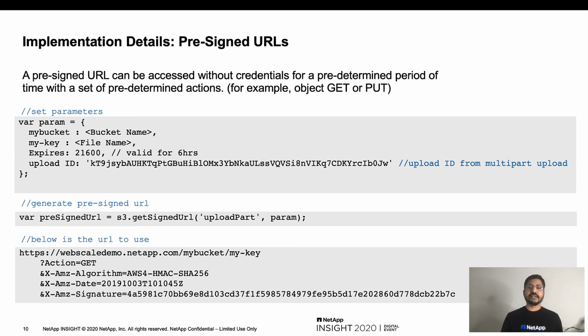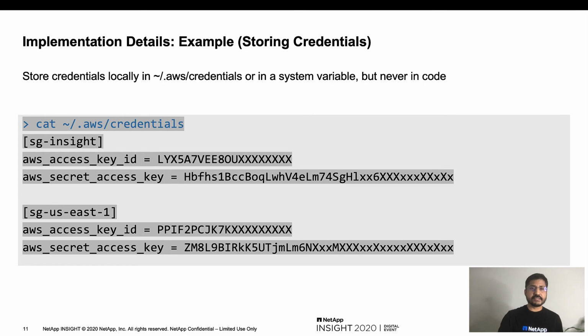So once the presigned URL is generated, each presigned URL will be unique for each part, right? Each part will use that presigned URL and send that part directly to the storage grid, right? So this is an added security we implemented using a presigned URL.